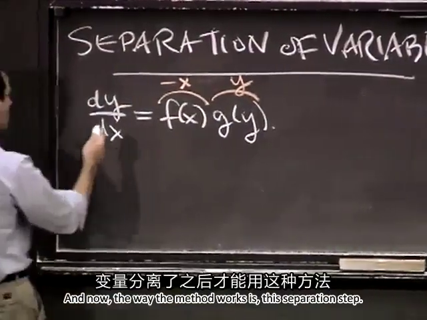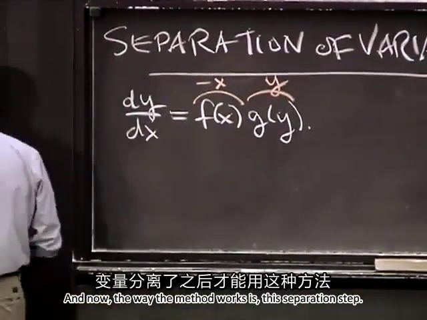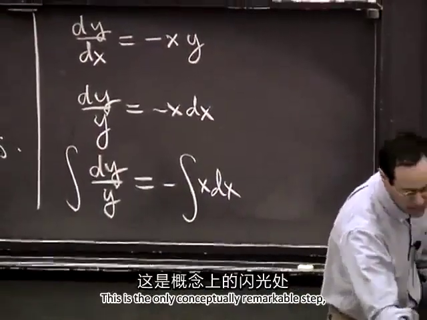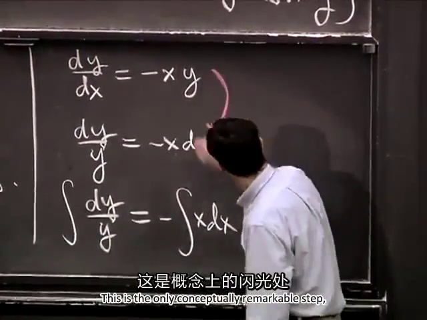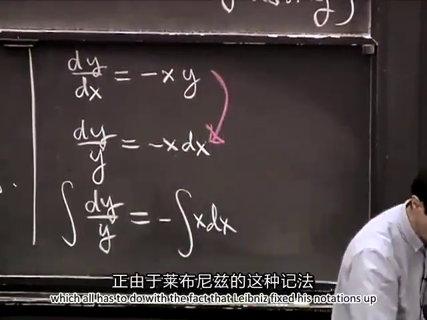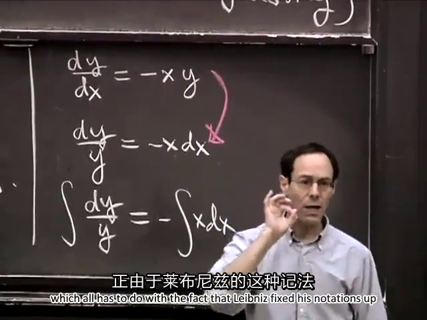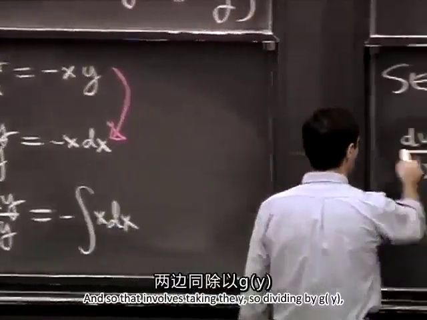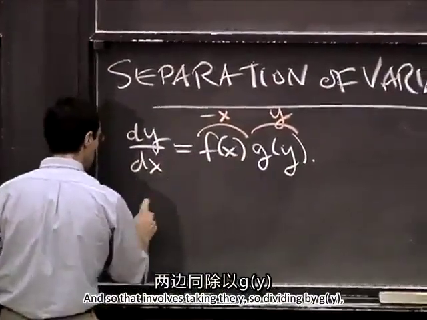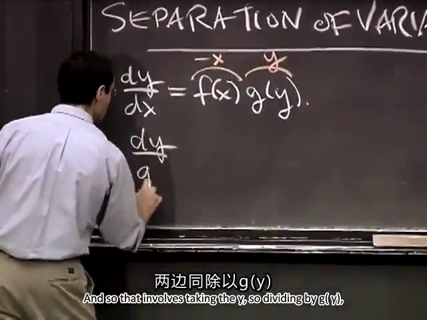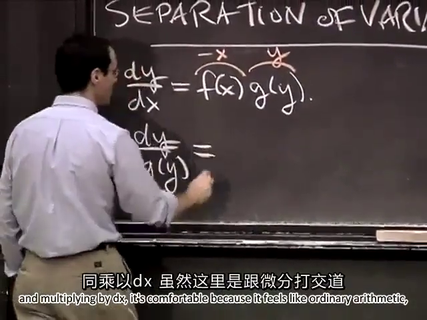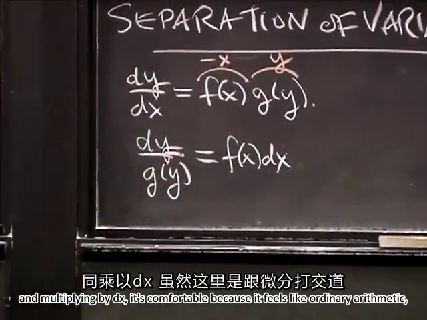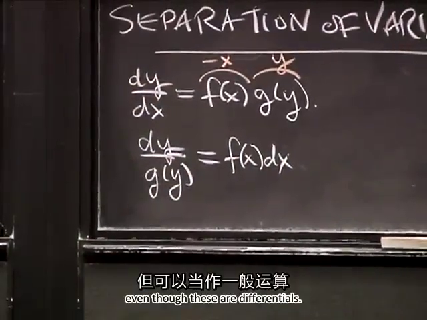And now, the way the method works is this separation step from here to here. This is the key step. All right? This is the only sort of conceptually remarkable step, which all has to do with the fact that Leibniz fixed his notations up so that this works perfectly. And so that involves dividing by g of y and multiplying by dx. It's comfortable because it feels like ordinary arithmetic, even though these are differentials.